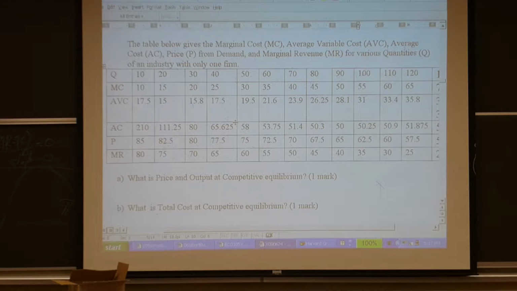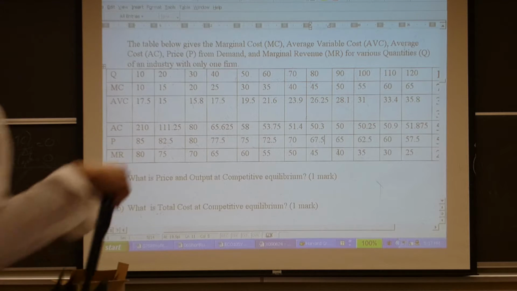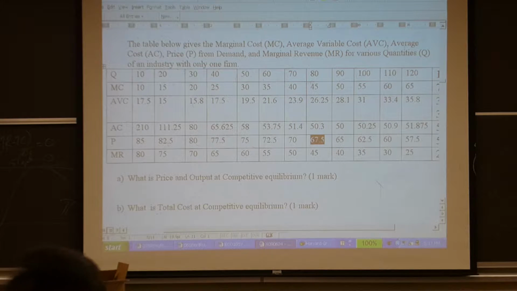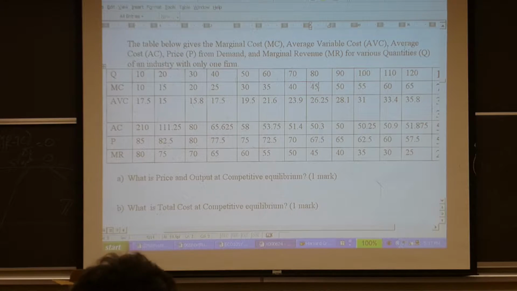When the price is 67.5, are we in competitive equilibrium? Remember, this is a demand function going down. When the price is 67.5, are we in equilibrium? No, because marginal cost is not equal to price. At competitive equilibrium, price equals supply and supply and demand. So this is the answer, 60 and 60.